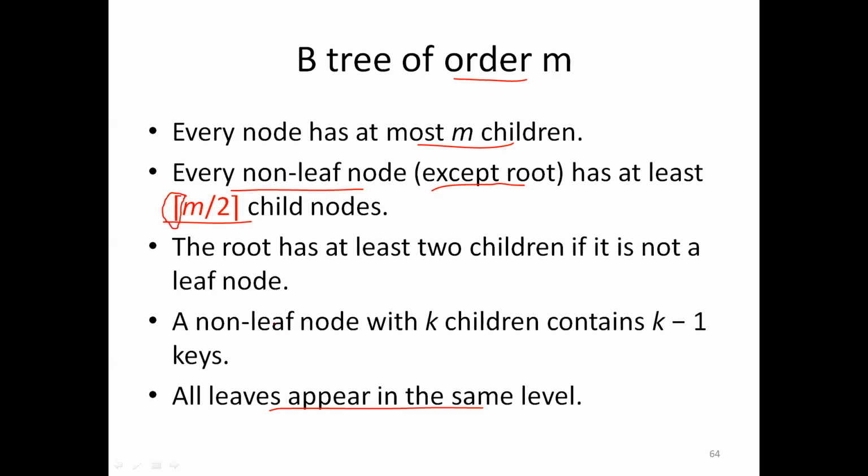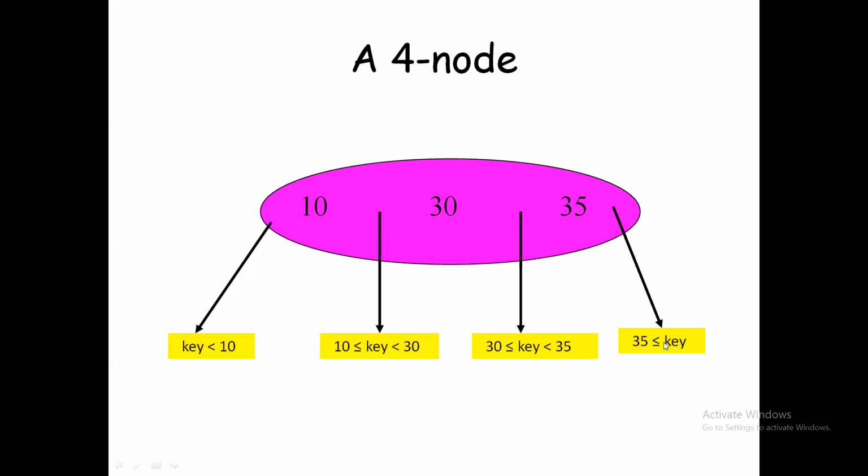Okay, next. B tree. So what does a 4 node consist of? 3 keys, 4 minus 1, 3 keys and 4 children at most. So here these are all keys, 10, 30, 34, all are keys, and the elements will be placed based upon the keys. This is an example of a 4 node key.